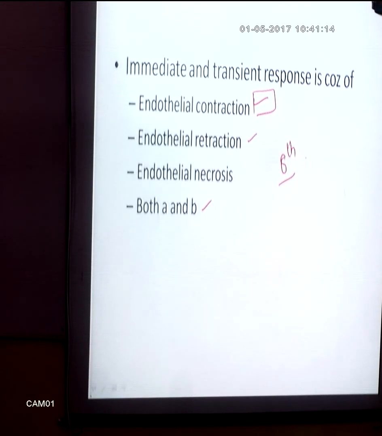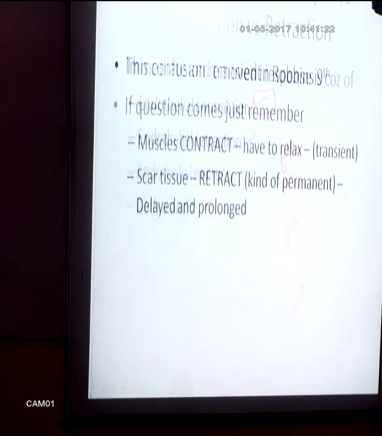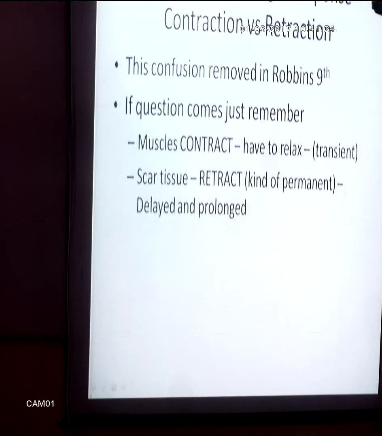The 8th edition had a concept. The 9th edition had a different concept. Now the 10th edition is again having a different concept altogether. We'll see all three. It was said that contraction is for transient response. The endothelial cell contraction is for transient response and retraction is for delayed and prolonged response. This was the concept in Robbins 8th edition.